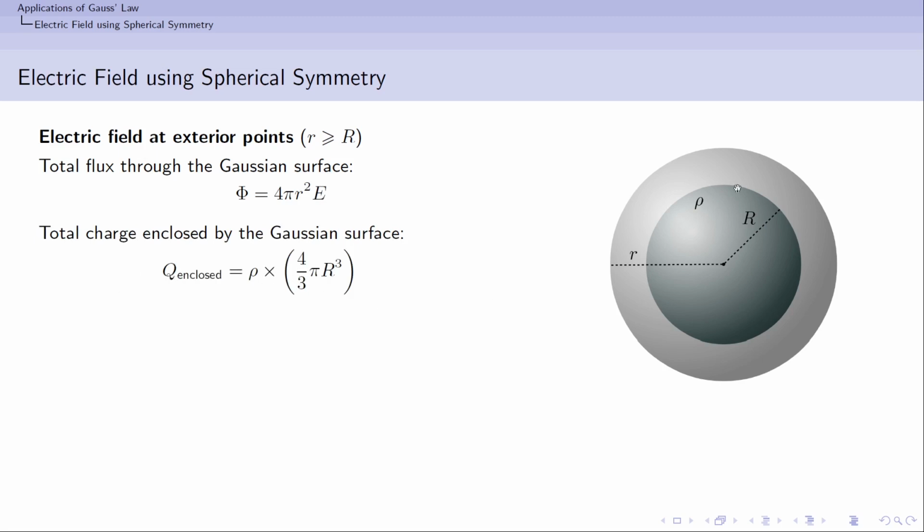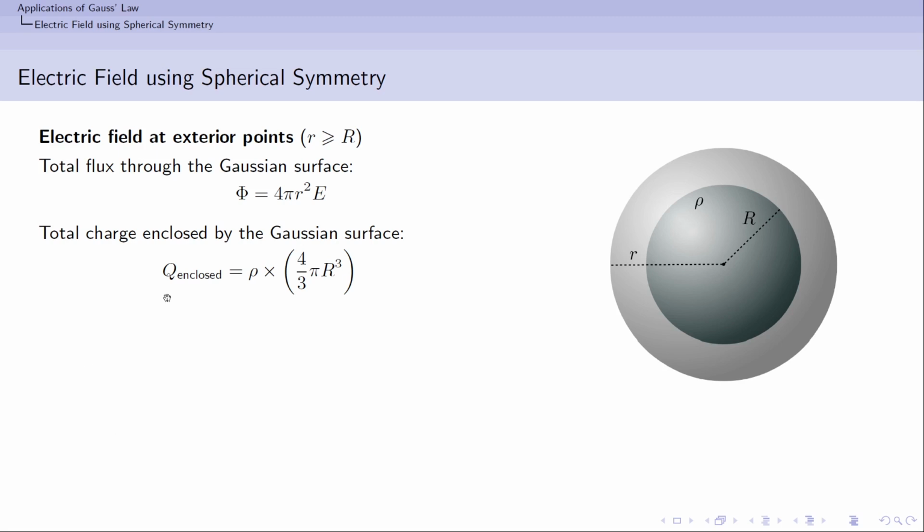Okay, so what is the total charge enclosed inside this Gaussian surface? The total charge is nothing but the total charge contained inside this spherical volume of radius r. So all you need to do is take rho, the volume charge density, and multiply it with the volume of this charge distribution, which is 4 by 3 pi r cube. So rho into 4 by 3 pi r cube is the charge enclosed inside the Gaussian surface.